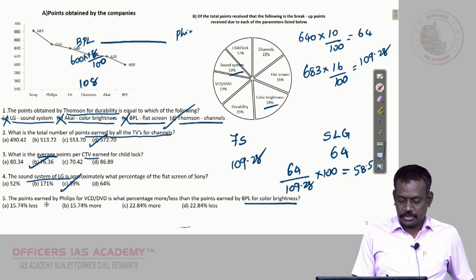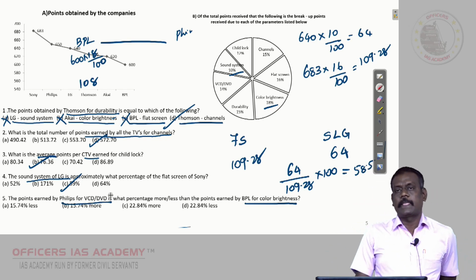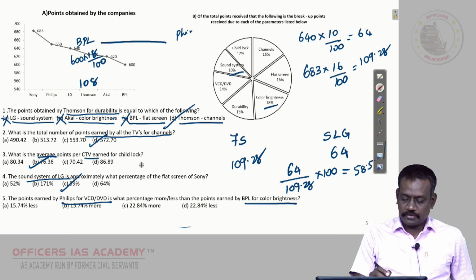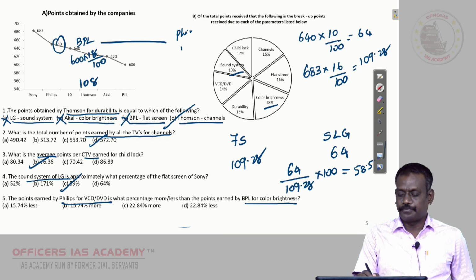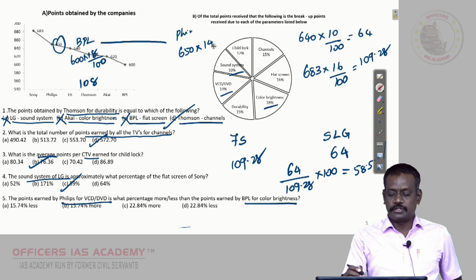And what about Philips? Next is Philips for DVD or VCD. Philips is 650 into DVD or VCD, which is 14%.